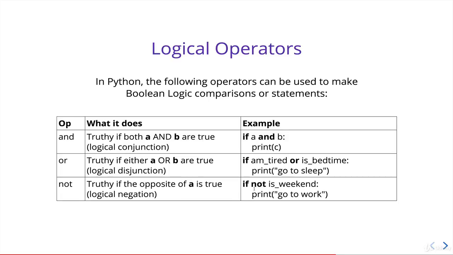But a simple example, if we had a variable called is weekend that is either true or false, we can do an if not is weekend, we'll print go to work. Now that's a really, really simple example. Most of the time we actually use it to negate other pieces of logic. So let me just show you an example.